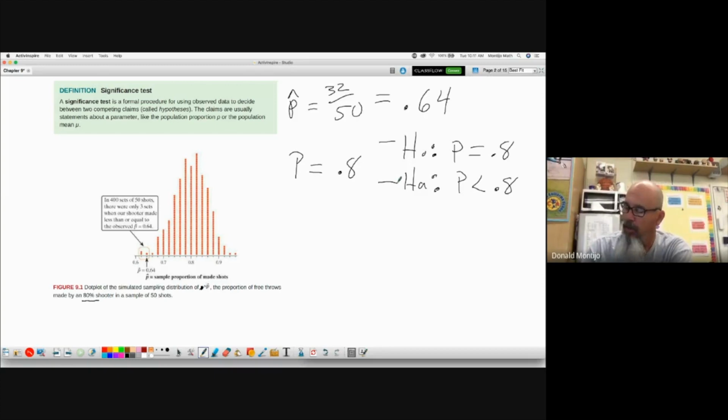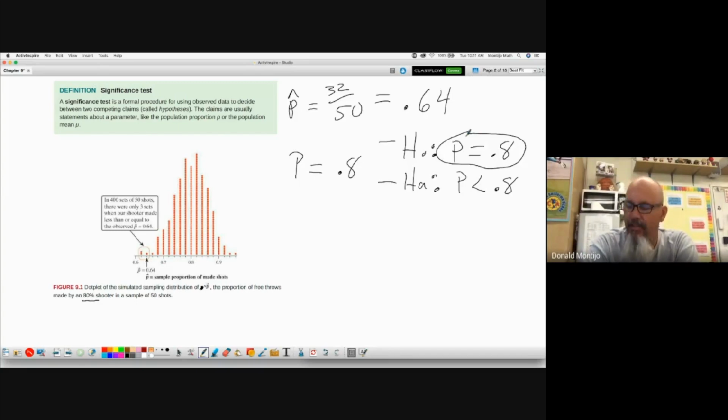The null hypothesis is the claim. It's always what they say is true. The alternative is what we're trying to gather data for. We're trying to find data to support this or to refute the claim that it equals 0.8 and prove that really he doesn't shoot 80% of his free throws. Well, how are we going to do that? By gathering data. If the data that we gathered in our sample is very unlikely, assuming that the null hypothesis is true, then we'll have evidence against the claim.